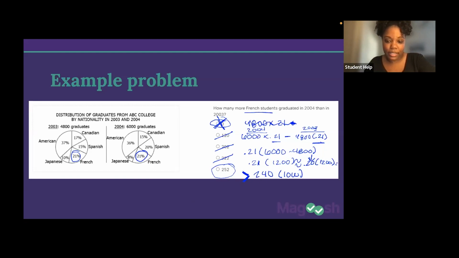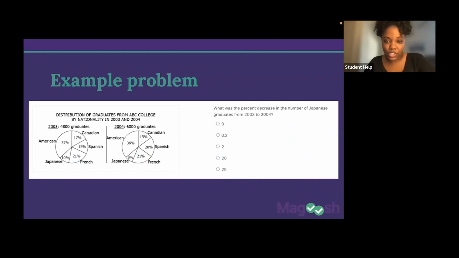All right. One more question to do. It says, what was the percent decrease in the number of Japanese graduates from 2003 to 2004? All right, be really careful with this one. Be sure that you're reading the question. Be sure that you're answering what the question is asking. All right, go for it.